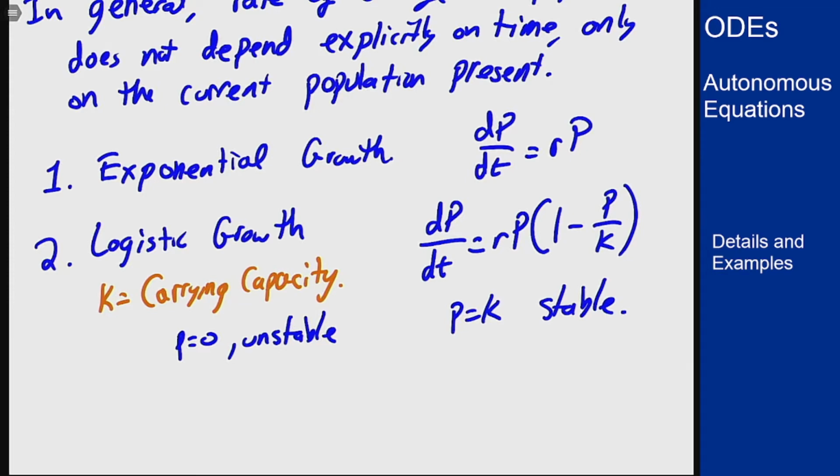If your population is too high, above K, you're going to fall downward until you hit K and then stabilize there. The point being, the environment can't support that many individuals in a population. The population has to drop down to stabilize with the environment.